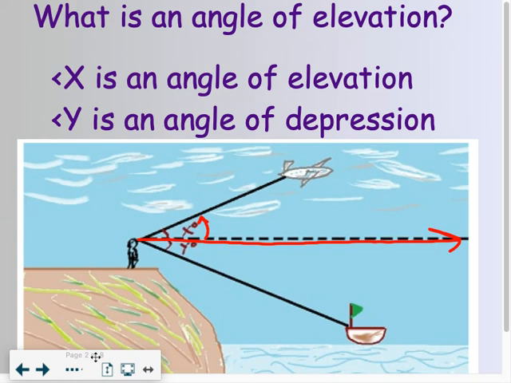Now, if we're looking at the horizontal line and focused on the boat, notice this angle Y here is going down. We call this an angle of depression because we're looking down from this horizontal line and it is coming down below that line.